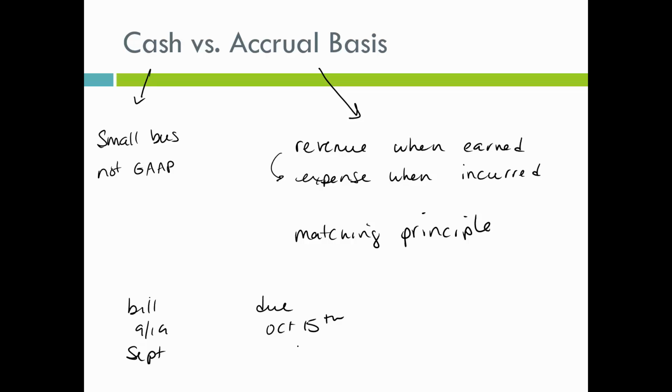If I waited and just recorded it when I paid it in October, then that would look like an October expense, and I would be recording September's expenses with October's revenues, and it would be all mixed up. And so when I report my revenue, some of it was from before, some of it's now, some of it's later, and the same thing with the expenses. So I can't really tell what's going on. I can't really tell how well I'm performing, what my profit is. And so I need to match these up.